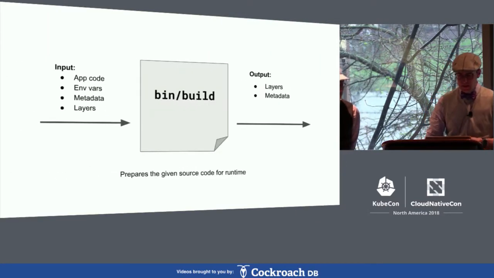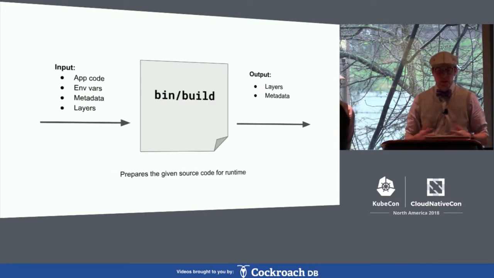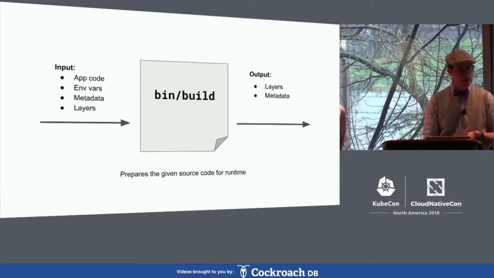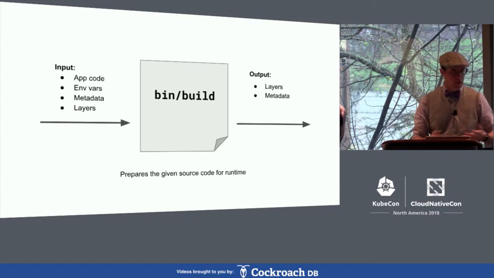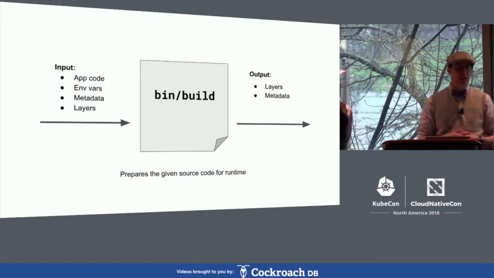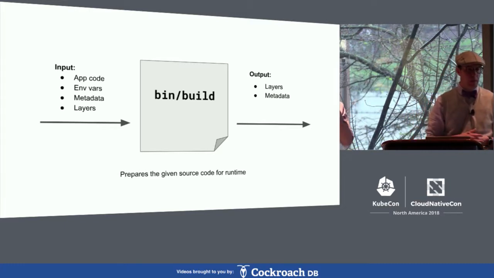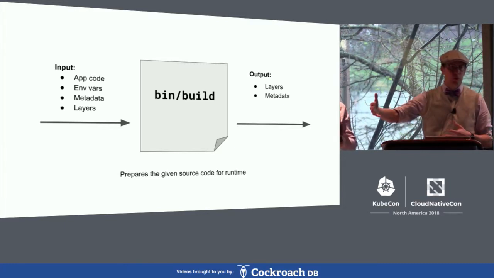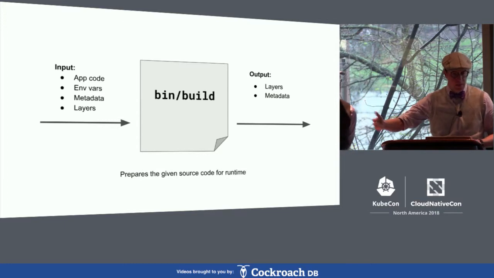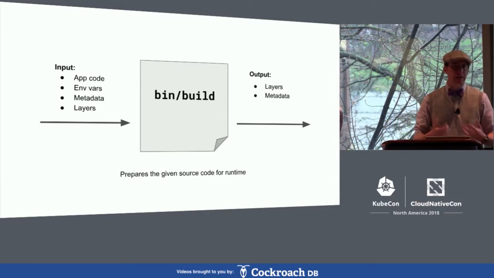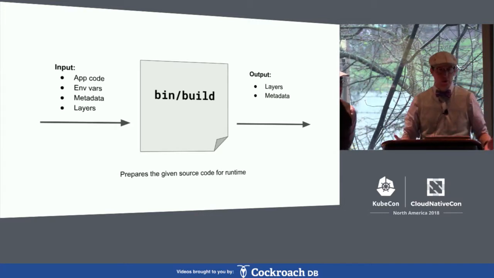So bin build at a very high level takes 4 inputs. The application code, just like bin detect did, and the environment variables and metadata, just like bin detect. But it also takes in layers. These are layers from previous buildpacks in the pipeline. So if a buildpack before me was the Node.js buildpack, it might install a Node.js runtime that I can use and execute. The purpose of bin build is to prepare your source code for runtime.